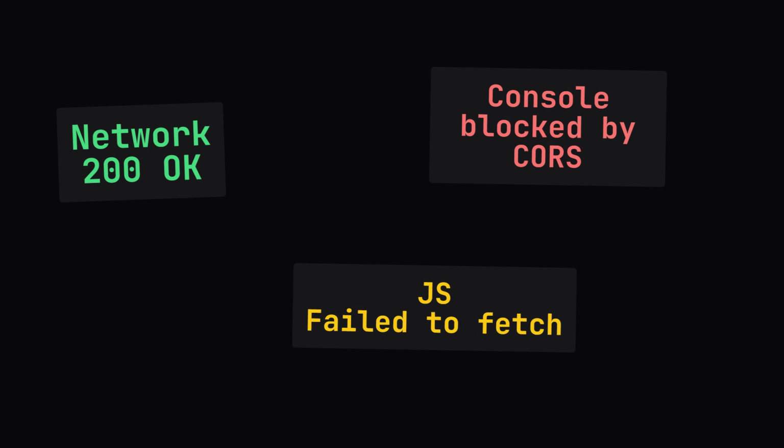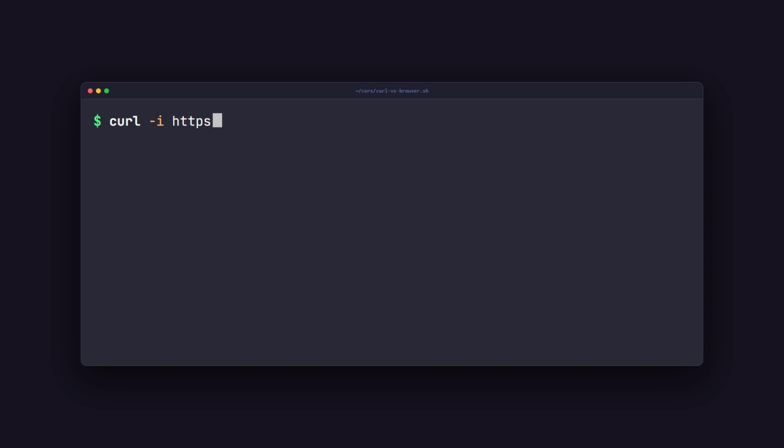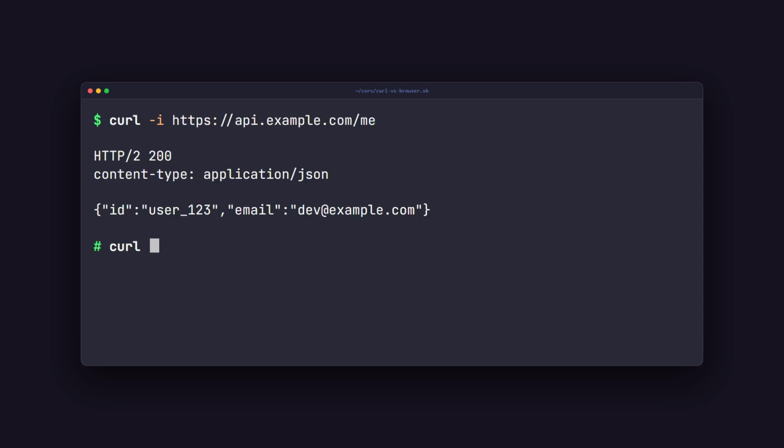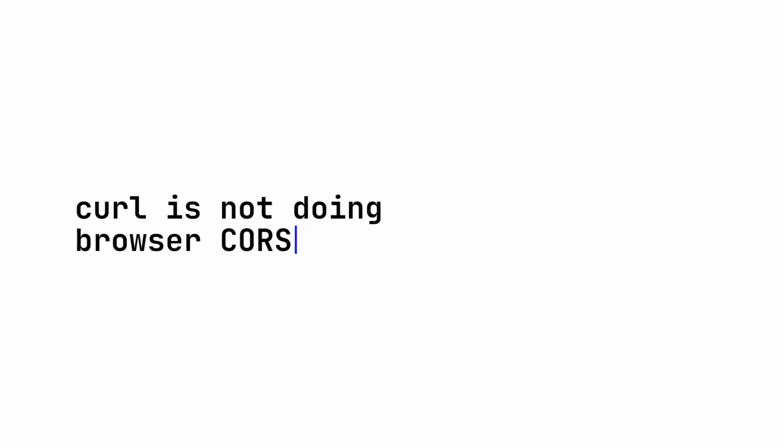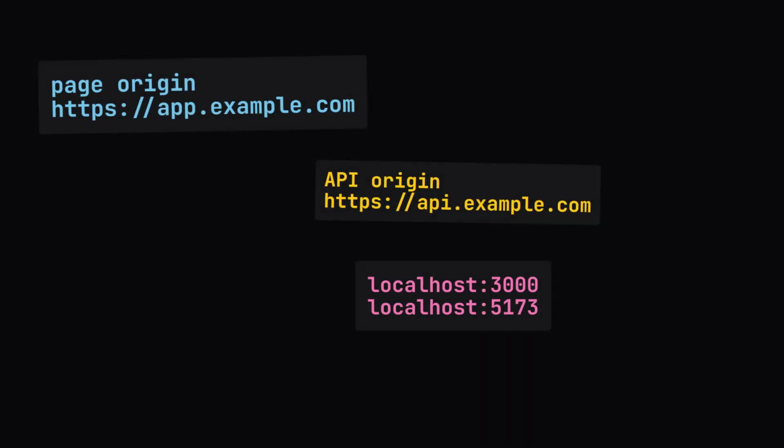The first thing to remember is that CORS is enforced by the browser. Your API can receive a request, run code, and return a response, but the browser can still refuse to give that response to your JavaScript. That is why curl works while the app is broken. Curl is not doing browser CORS enforcement. The browser is.